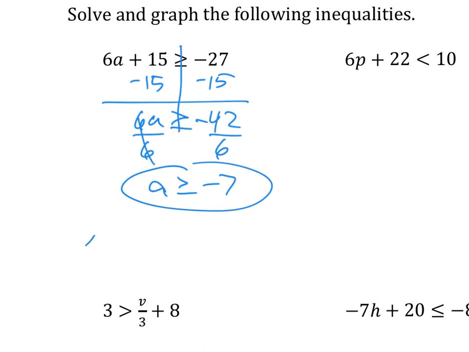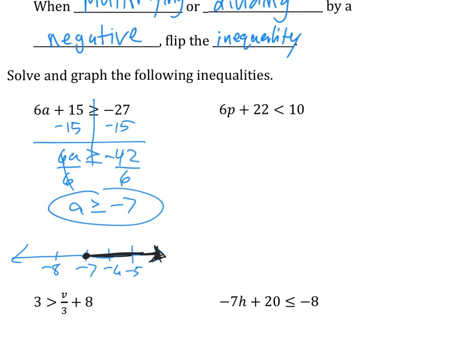If we wanted to graph that, we could put negative 7 here, and then negative 6, negative 5, negative 8. Greater than or equal to means we have a closed circle, and we're going to shade to the right. Here, maybe I'll do that in a different color. Closed circle, shade to the right. There we go. Okay, a is greater than or equal to negative 7.